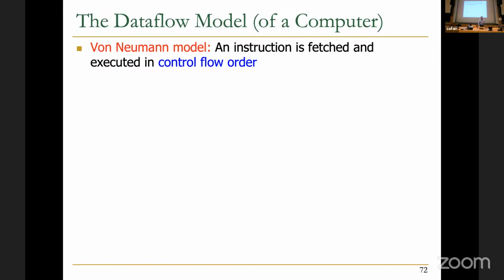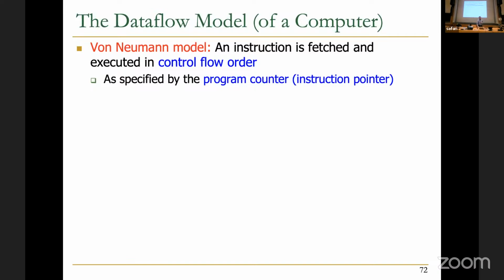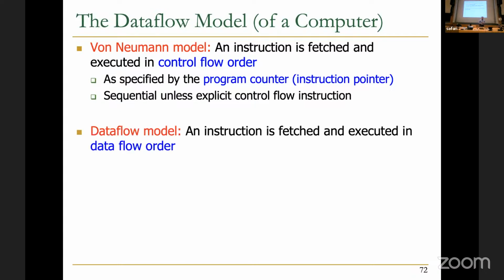So in the von Neumann model, an instruction is fetched and executed in control flow order, as we've said, as specified by the program counter or instruction pointer. Sounds nice. It's sequential unless explicit control flow instructions change the control flow. Whereas in the data flow model, somewhat analogously, you can define it this way: an instruction is fetched and executed in data flow order. Now, what does that mean? What is the data flow order? Control flow order says I wrote the program semantically as one instruction, then the next instruction, unless the control flow changes. The data flow model says, basically, it depends on the data.